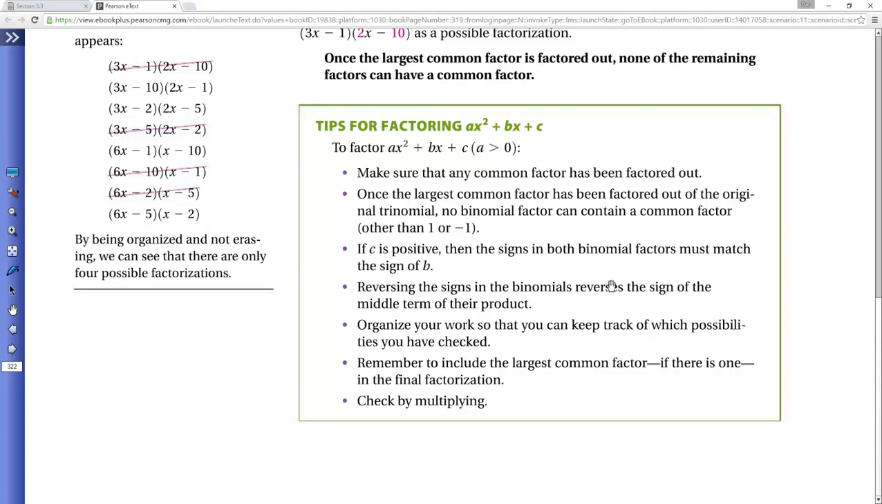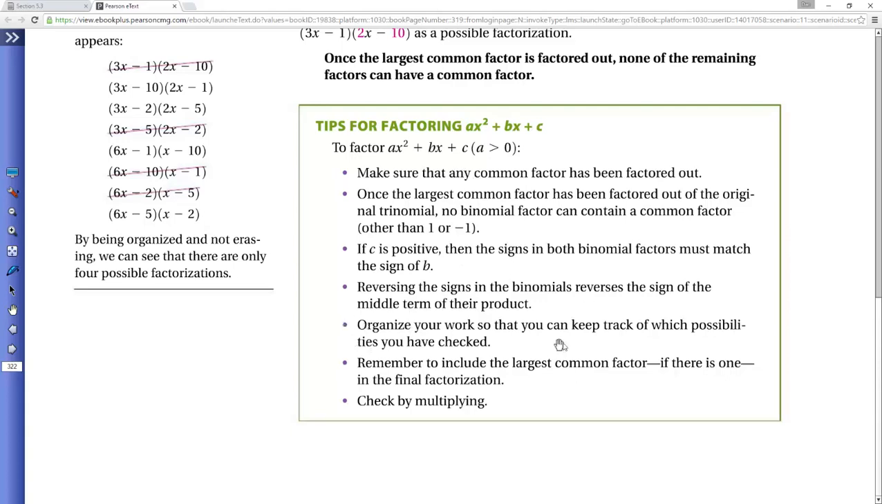If reversing the signs in the binomial reverses the sign of the middle term of the product, okay, this sign issue again. So what they're pointing out is you're going to end up with a -1 times a -1, which is really 1. So messing around with these signs is kind of futile when you get into the binomials like this. So we can change some stuff up front and stay within this.